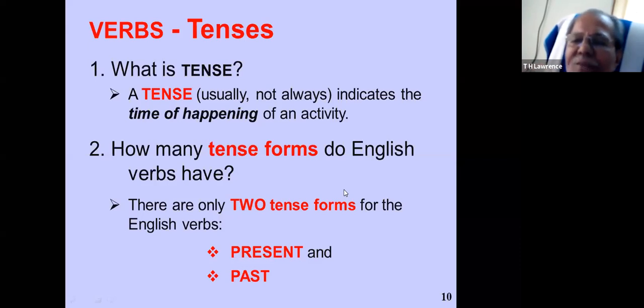Now, the second question is, how many tense forms do English verbs have? Do not come out with your answers. There are three? No, there are only two tense forms for English verbs. They are just present and past. You will not find a third tense form for English verbs. So we should definitely say that we have only two tense forms for English verbs.